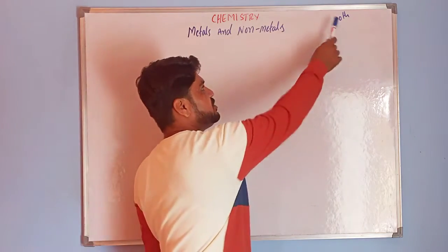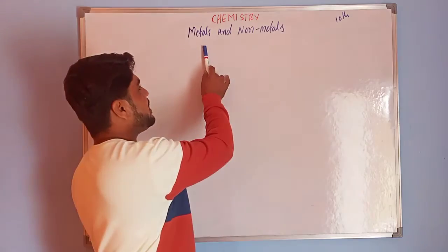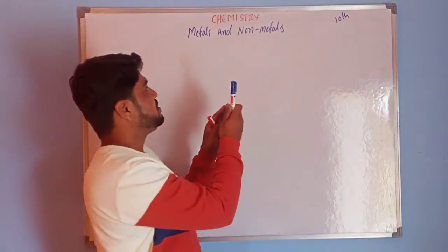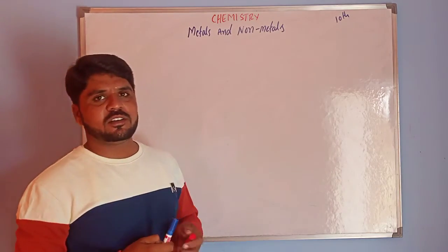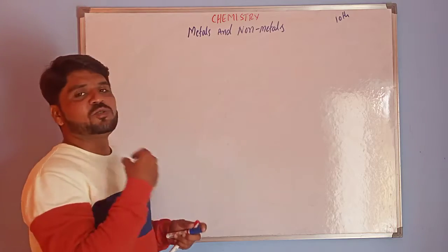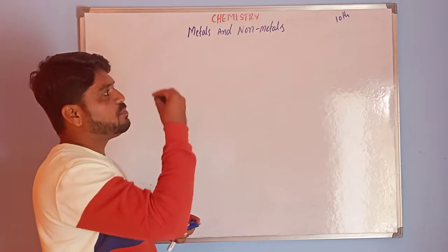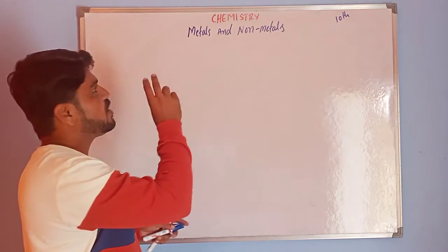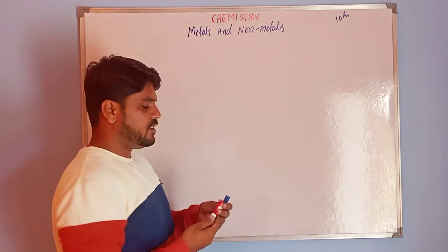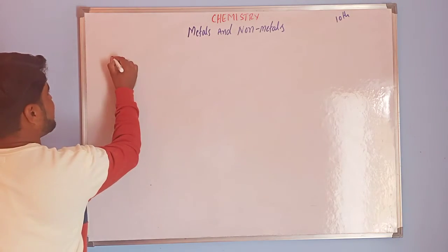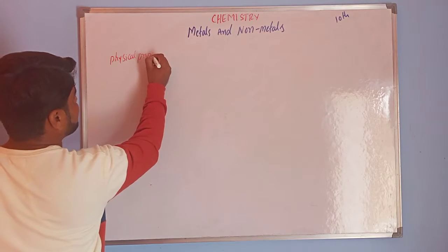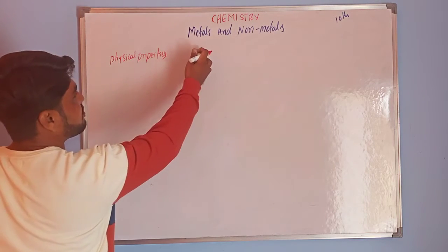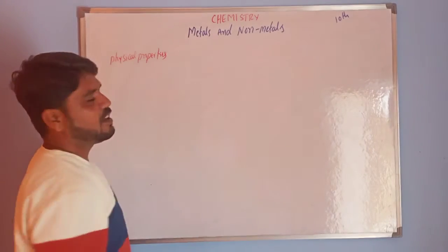This is for 10th students. The chapter is metals and non-metals. So this is the new chapter, metals and non-metals. In this chapter, we are going to study some important concepts, like an overview of the chapter. First is physical properties, the physical properties of both metals and non-metals.